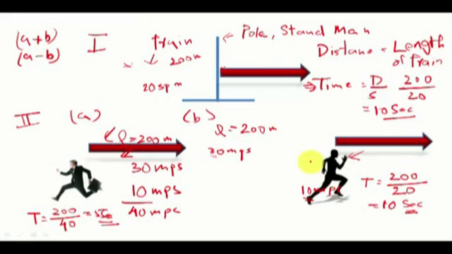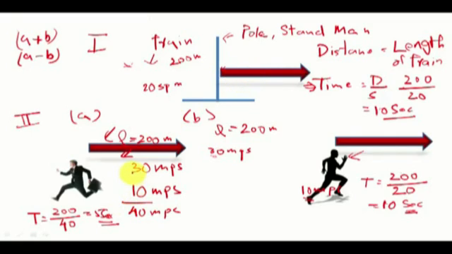Okay. So I hope I could make it clear. When the train is crossing a pole or standing man, the distance is the length of the train, speed is the speed of the train. We have nothing to do with the pole or standing man. Time is equal to length of the train by speed of the train.